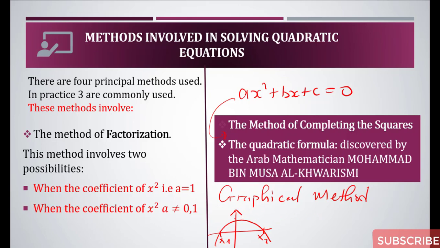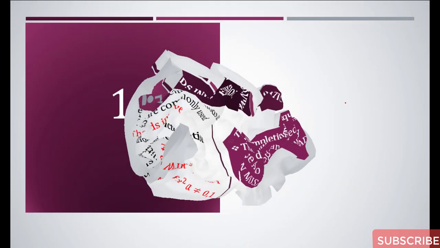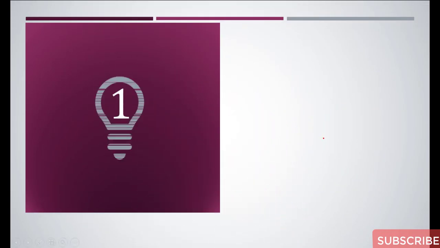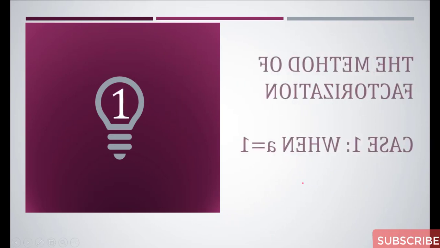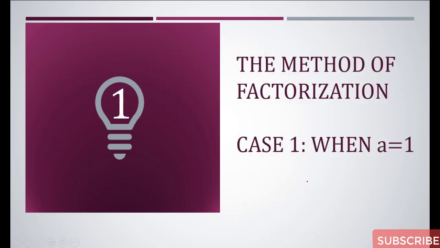The shape of the parabola depends very much on the sign of a. If a is positive, then we have a parabola of this nature. And if a is negative, we have a parabola which has a maximum value. So we are going to begin with the very first method, which is the method of factorization, and we are going to begin with the first case when a is equal to 1.